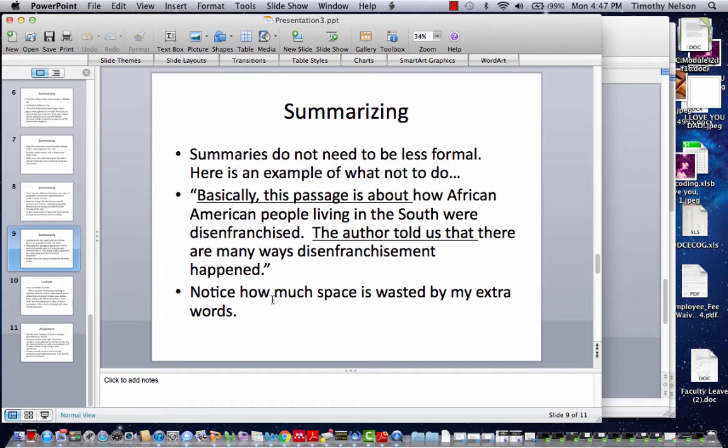So let's say a couple more things about summaries. Summaries do not need to be less formal. Here's an example of what not to do. Someone writes, basically this passage is about how African American people living in the South were disenfranchised. The author told us that there are many ways disenfranchisement happened. Notice how much space is wasted by my extra words.